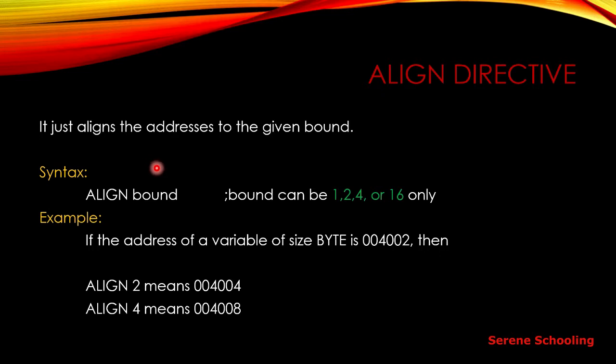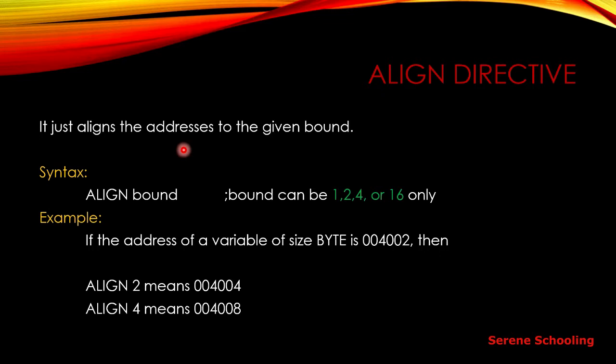Suppose that any array element is at index, or you can say address 20. So if you write here align 2, it means the next element of the array will be at address 22, and another element will be at the address 24. There will be a gap of 2, which means you have aligned it according to the even numbered addresses.